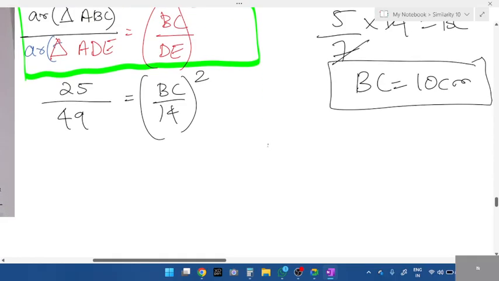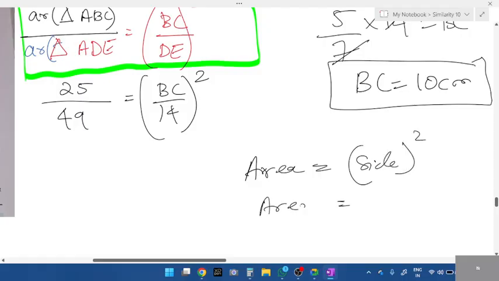Respond. Okay, once again I'll repeat. Whenever area is given, this is a standard formula. Area is equal to side square. When altitude is given, right, area on the left-hand side, area is equal to altitude square. If median is given, median square.